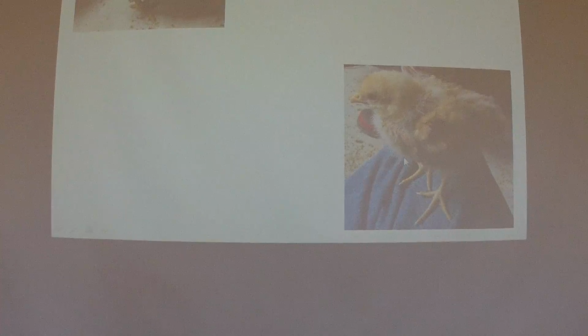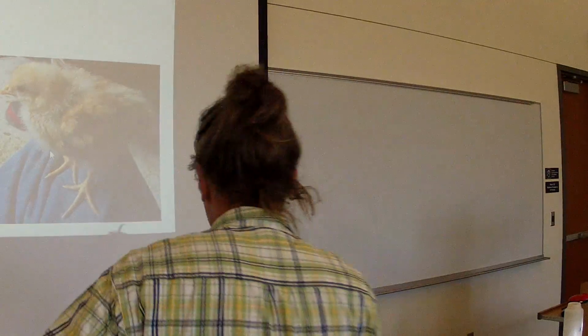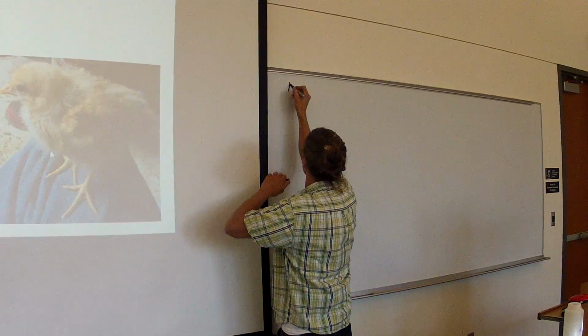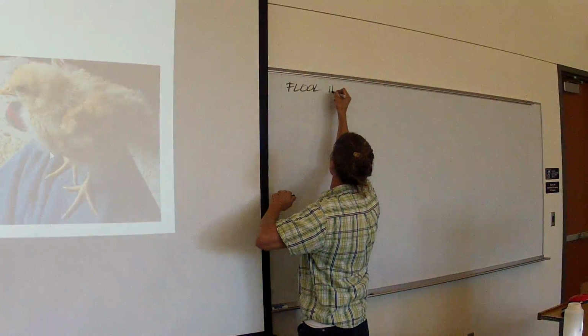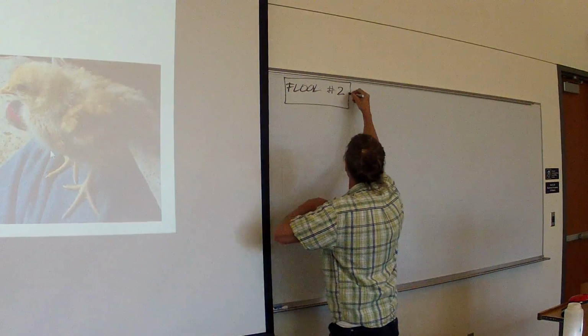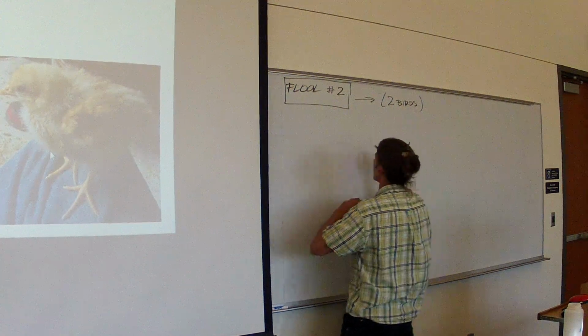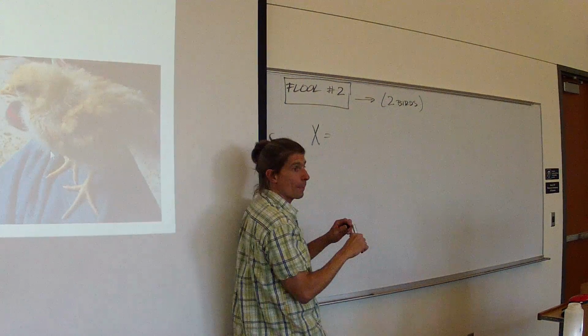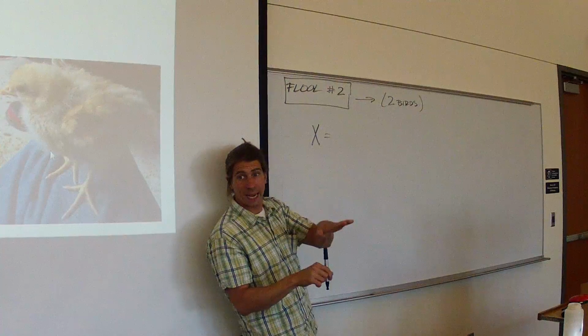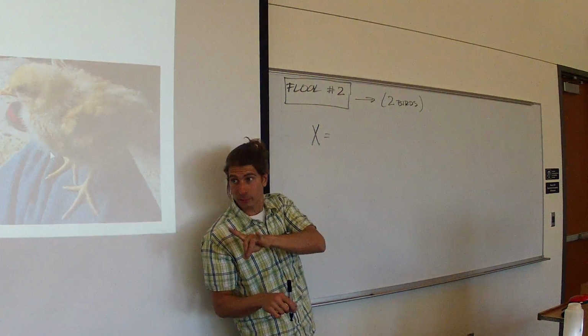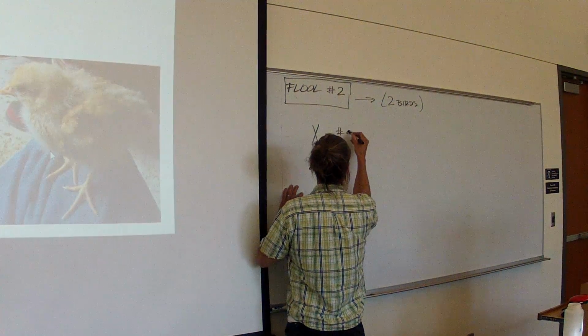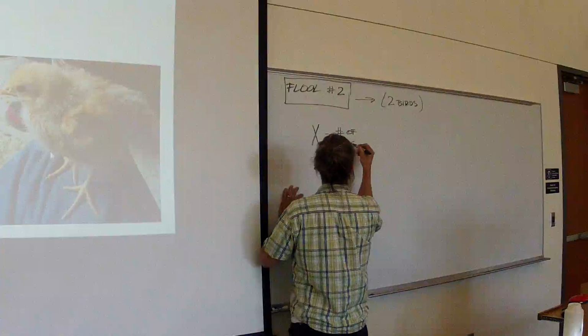All right. So, let's build flock number 2. Flock number 2 over here. And we got 2 birds. Okay? I still care about the same random variable. I still care how many girls I get. Number of girls. Because I still want eggs.